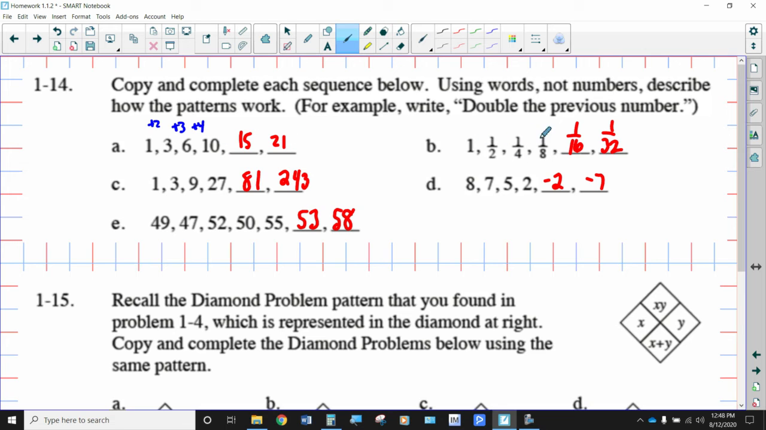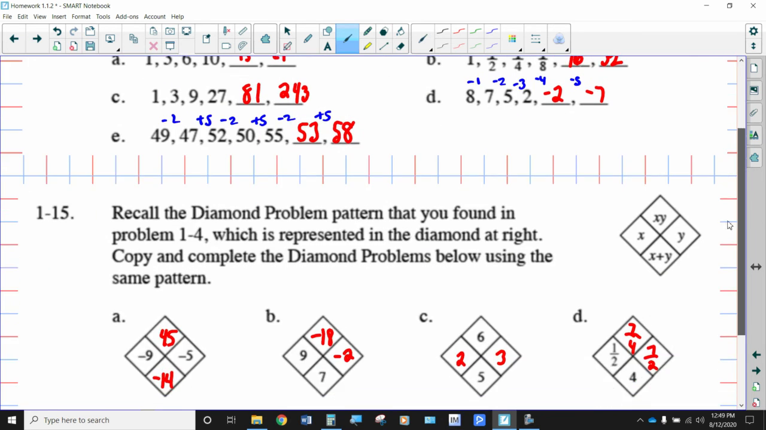Here it looks like we're taking half of the previous number as we go. Here it looks like it's similar to that. Oh, everything is times 3, isn't it? So 1 times 3, 3 times 3, 9 times 3, 27 times 3, 81 times 3. And this one counts back 1, then counts back 2, then counts back 3, then minus 4, then minus 5. And on this one, we count back 2, then we add 5, then we count back 2, then we add 5. So this would have to count back 2 before you add 5.